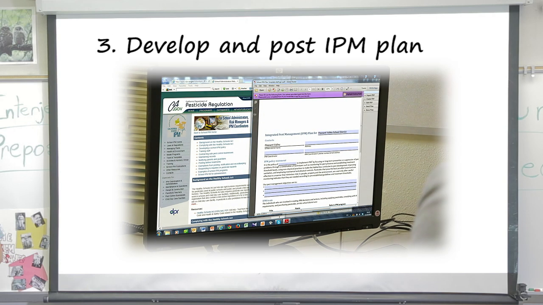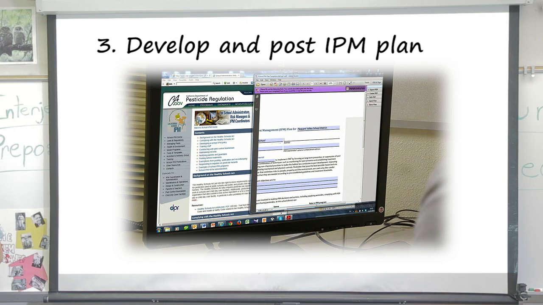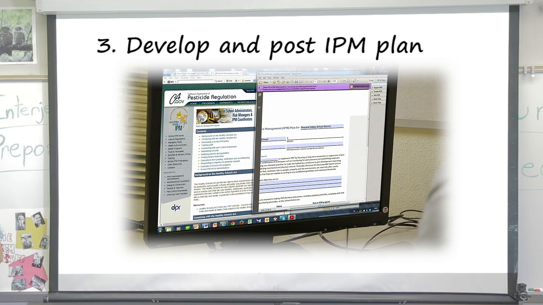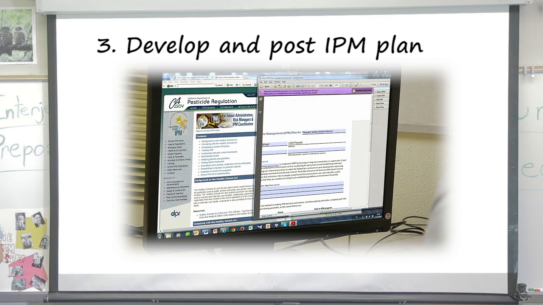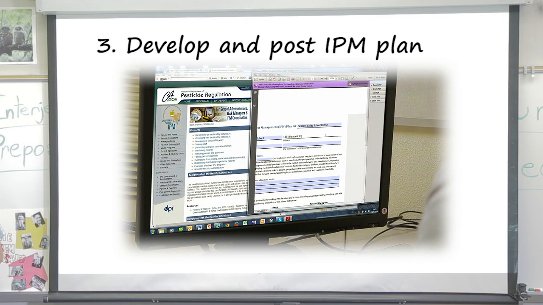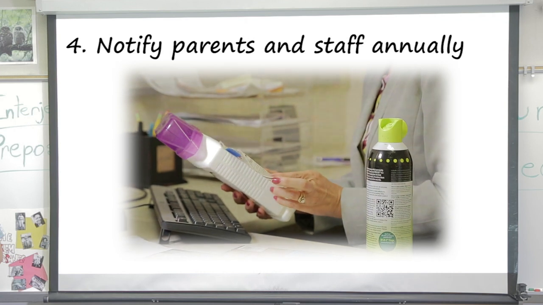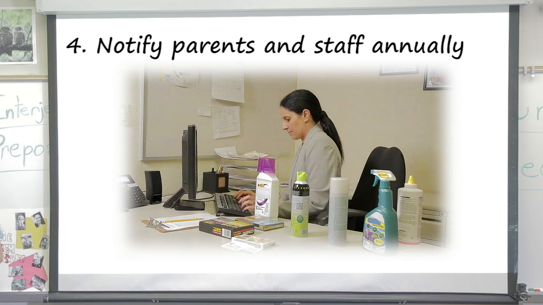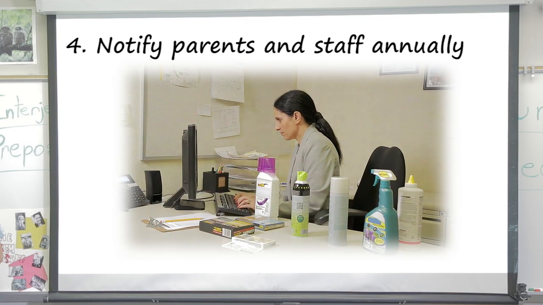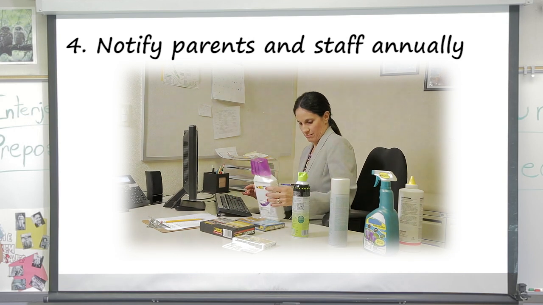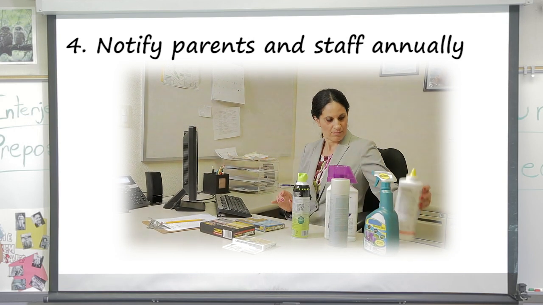You need to develop an IPM plan using DPR template and post it on your website. The template can be found on DPR's website. If your school does not have a website, you will have to send it annually to parents and staff. Every year you must put together a list of pesticides expected to be used at the school and send it to all staff and parents. Later, if you need to add to the list, be sure to notify everyone.